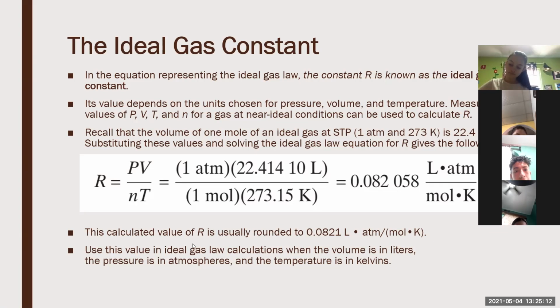But this value is usually rounded to 0.0821 liters atmosphere over mole Kelvin. The position of the units here is very important. Now, for example, in the case that you have volume in liters, pressure in atmospheres, and temperature in kelvins, this is the formula that you should be using.